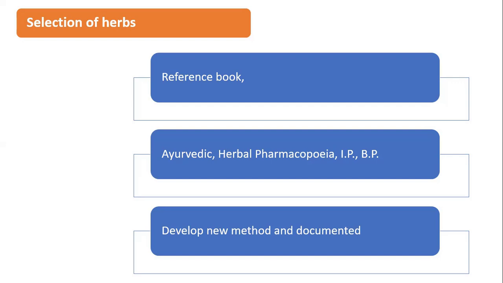Find out what process you have to adopt to get success in that particular part of the plant or plant material. Each and every method you have to document. Once you get success, that method is used as the reference method for that particular plant. So this is about the selection of the herb.